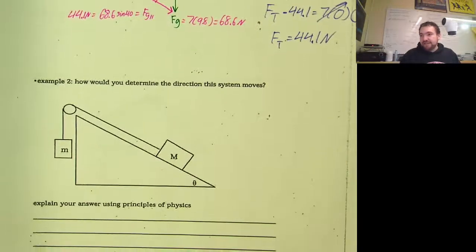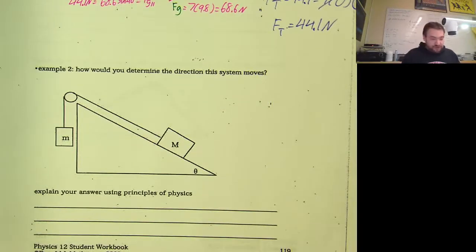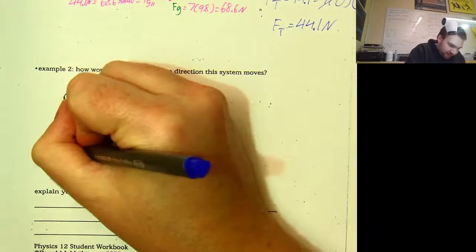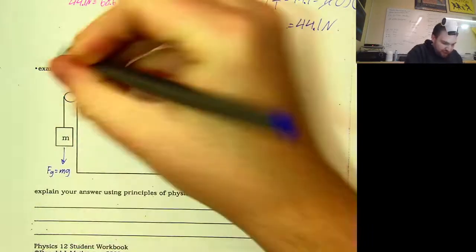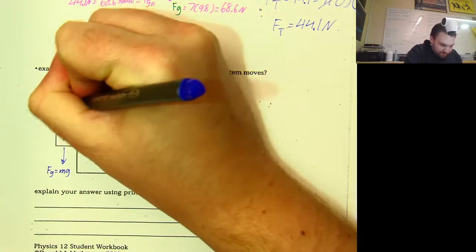Next example. We've got something that looks like this. We don't know what the masses are. We just know that one mass is little m and one mass is big M. We want to figure out which way this system moves. So we're going to draw the free body diagrams for both these blocks. We're going to add the forces to everything. Starting from the left, we're going to have Fg equals little mg, and upwards we're going to have a force of tension.